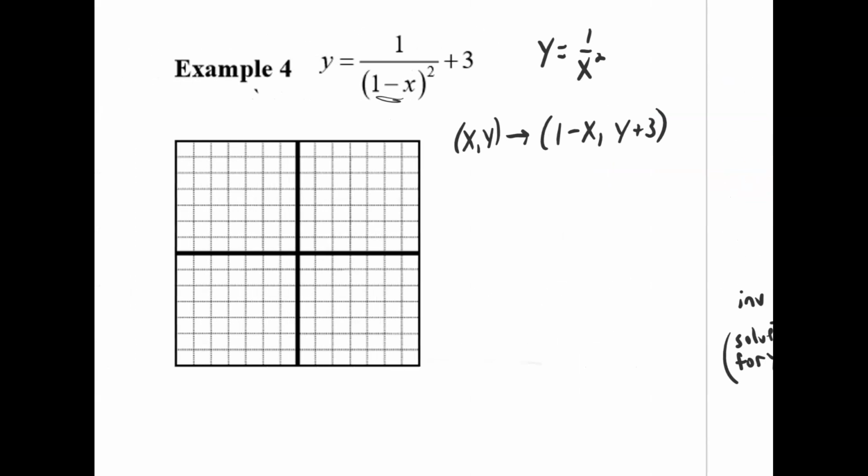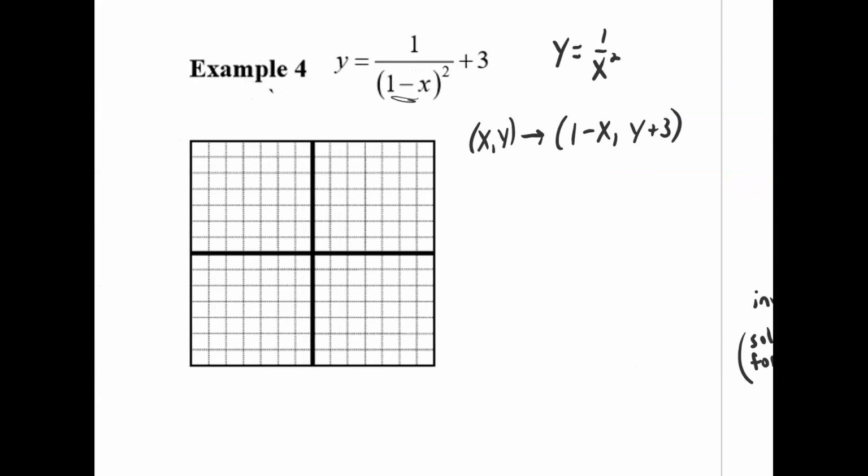All right, so that's going to be our transformation rule, and we're just going to apply that now to some key points. So we have the intersection of the asymptotes, 0, 0. We definitely want to see what happens to that. We have the point 1, 1 and negative 1, 1. Those are each on the reciprocal function, the inverse square function.